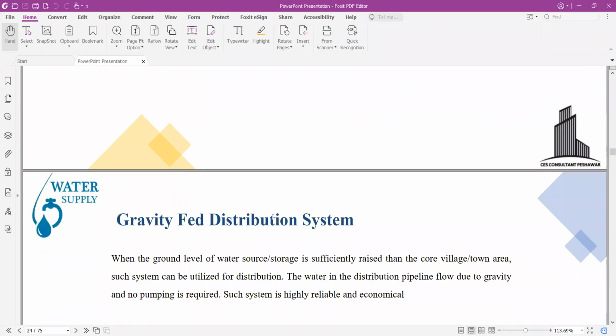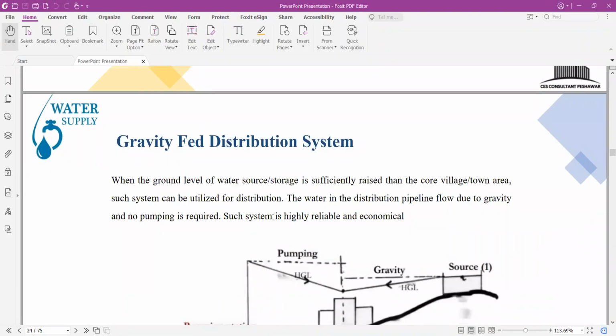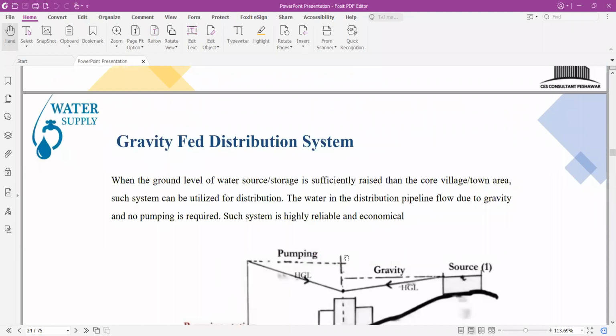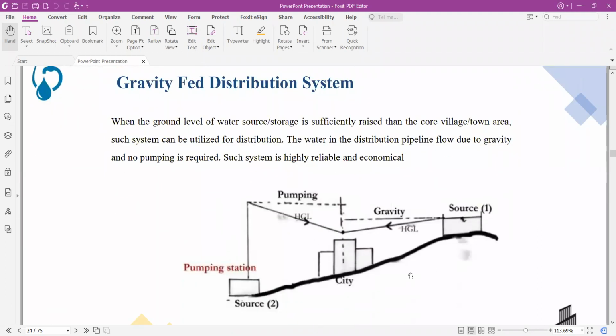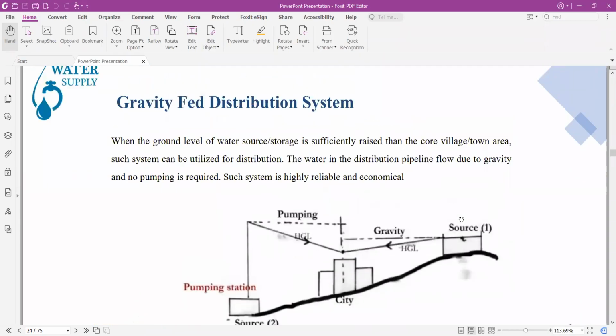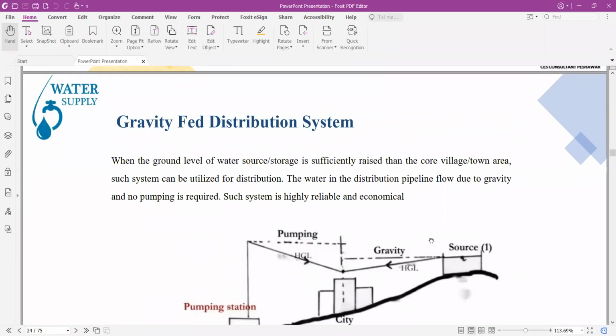Water distribution. Water can be distributed through a gravity system, mostly in hilly areas. The figure shows the dual system where the pump is also provided to fulfill the demand of a society or a city, and the source at a high point is provided to fulfill the demand just by gravity. So this is basically the figure showing the combination of both pumping and gravity systems. But in a single gravity system, mostly no pumping is provided, and the water is supplied to the society through gravity.